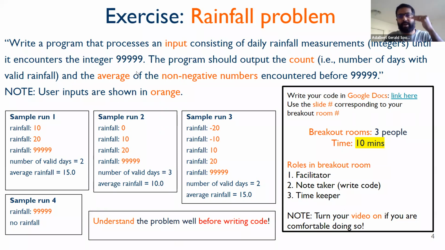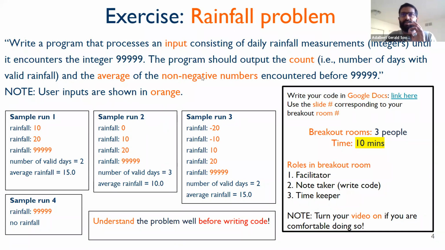So we are saying that you have to keep on processing input from the user until the user enters 99999. The program should output the count, that is the number of days with valid rainfall, and the average of the non-negative numbers encountered before 99999. Okay, this is tricky. You should think about it. And note user inputs are shown in orange.